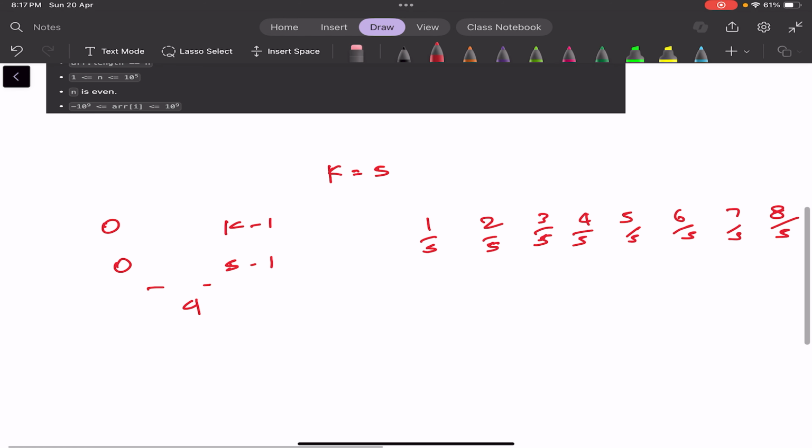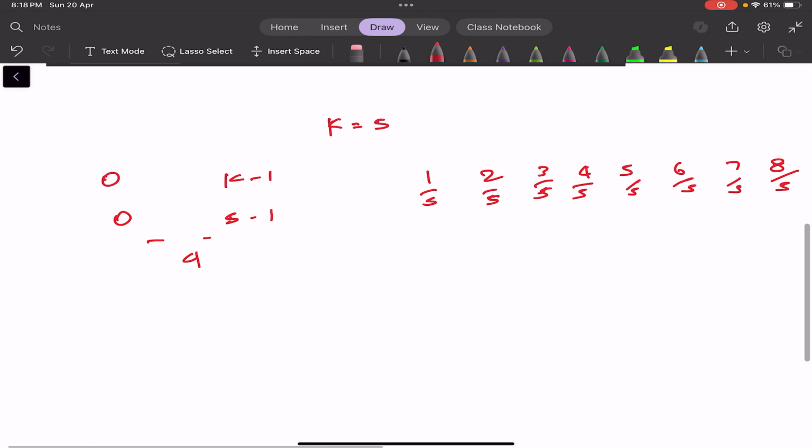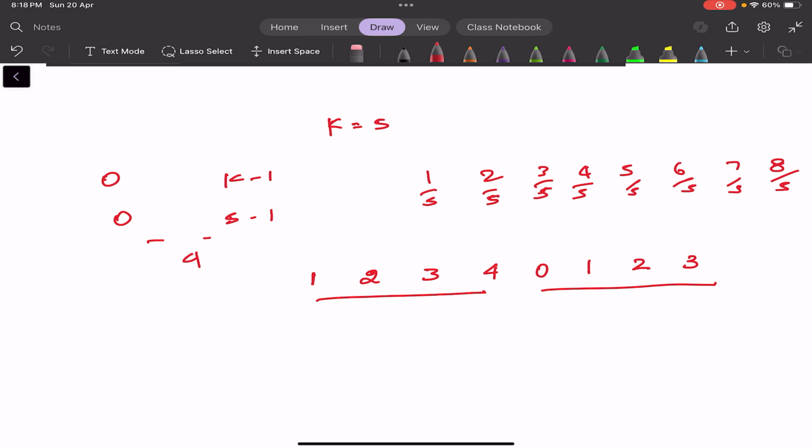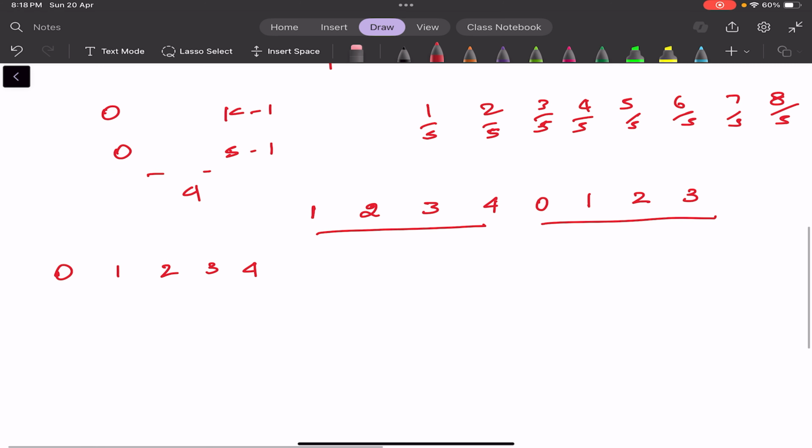And get its remainder. So dividing 1 by 5 will give us 1. Dividing 2 by 5 will give us the remainder 2 itself, right? The same goes for 3, 4. When we divide 5 by 5, the remainder is 0, right? Then when we divide 6 by 5, we get the remainder 1 again. Then for 7, 2. Then for 8, 3, right? So as you can see, the number will always be in between 0, 1, 2, 3 and 4, right? With this, we can find an intuition for solving this problem, right?